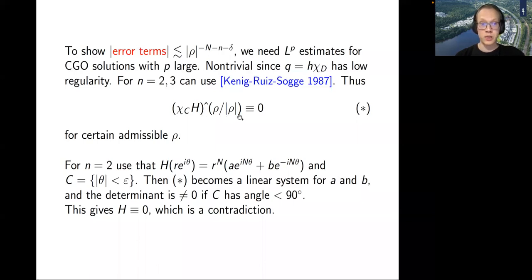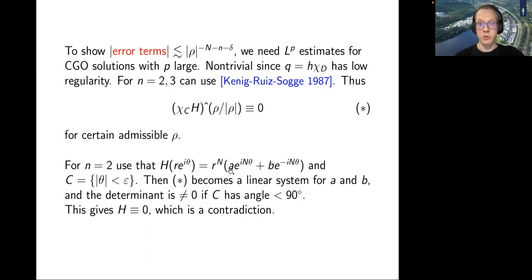And now if you go to this case of my paper with Päivärinta and Vesalainen, in 2D, harmonic homogeneous polynomials are very simple. So they are just these complex exponentials. You have some coefficients A and B here. And this cone will also be very simple. So just the points where the angle θ is less than some ε. So it turns out that this vanishing of the Laplace transform will become a linear system for these coefficients A and B. And you can compute its determinant, which will be non-zero if the cone has angle less than 90 degrees. And this is going to give H is identically equal to 0.